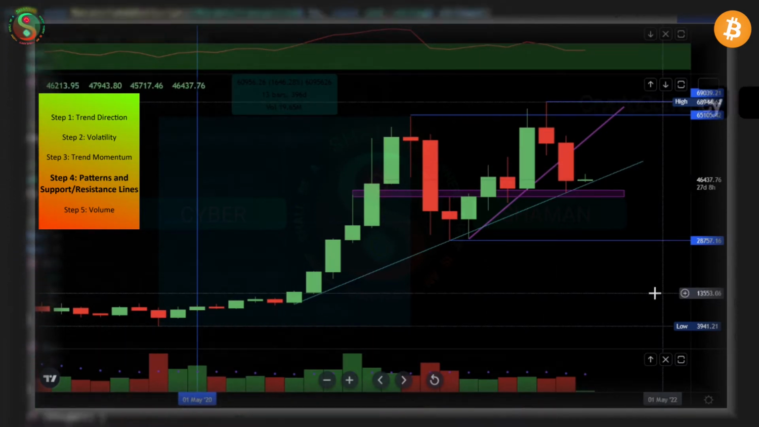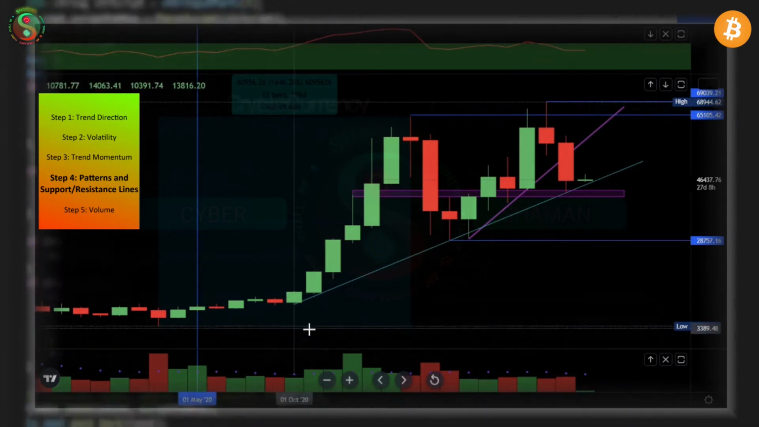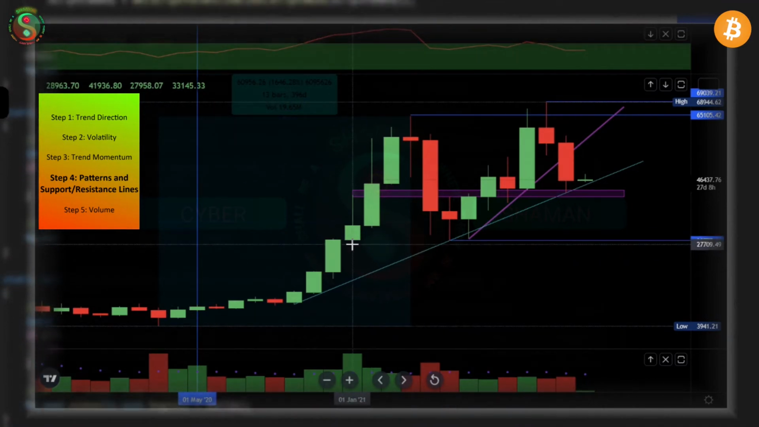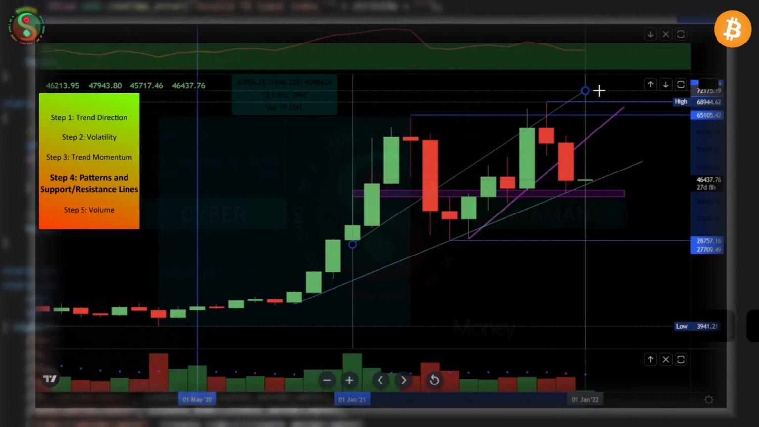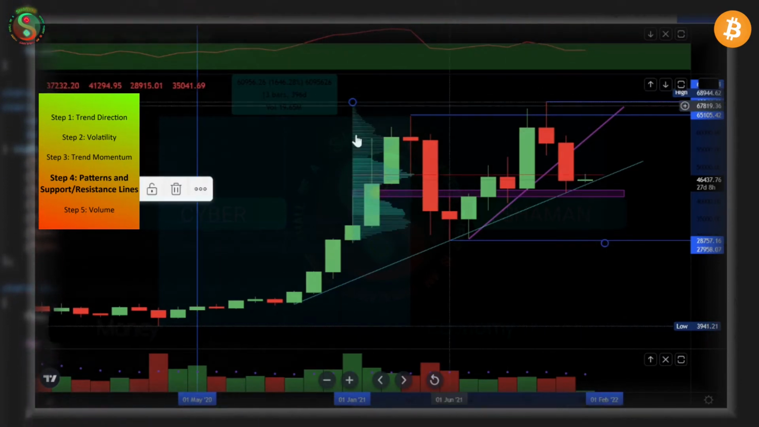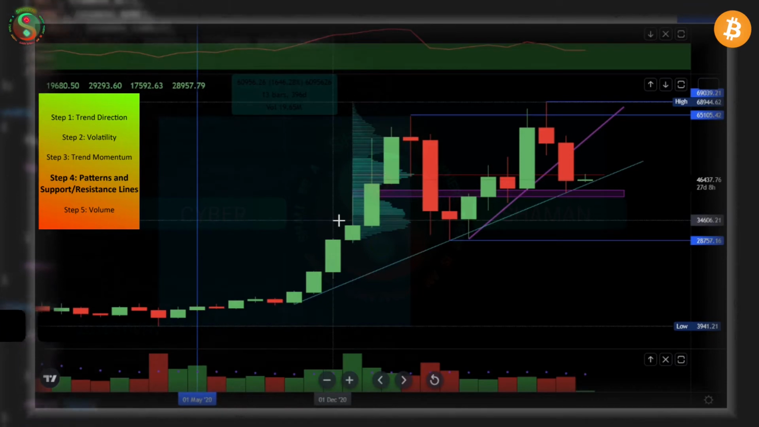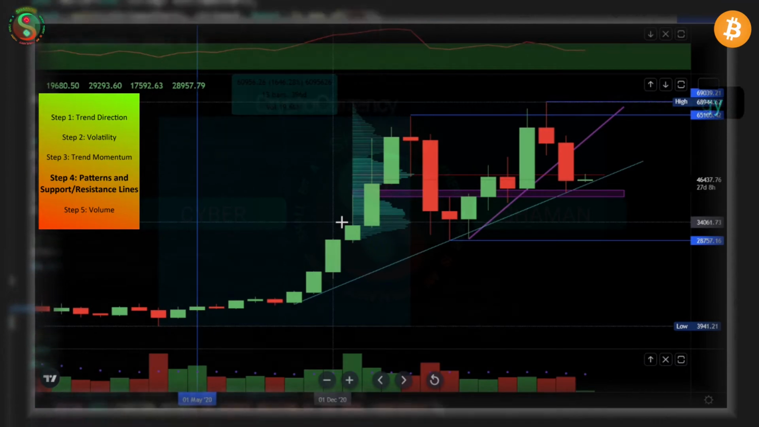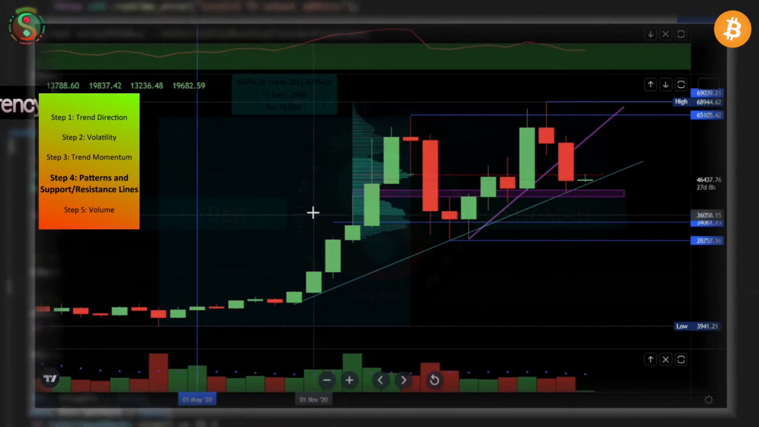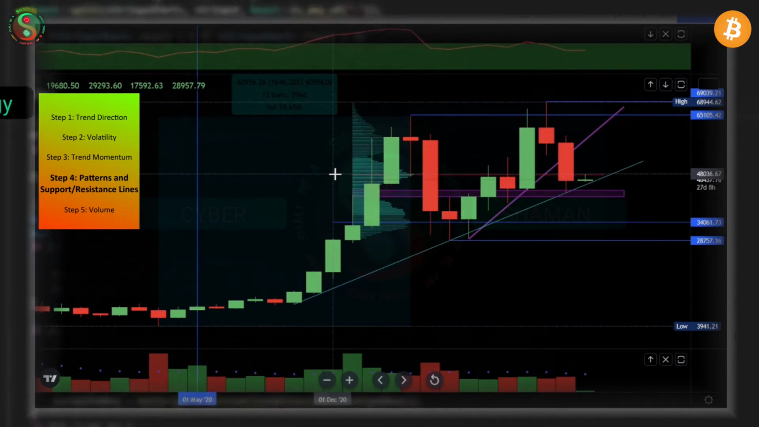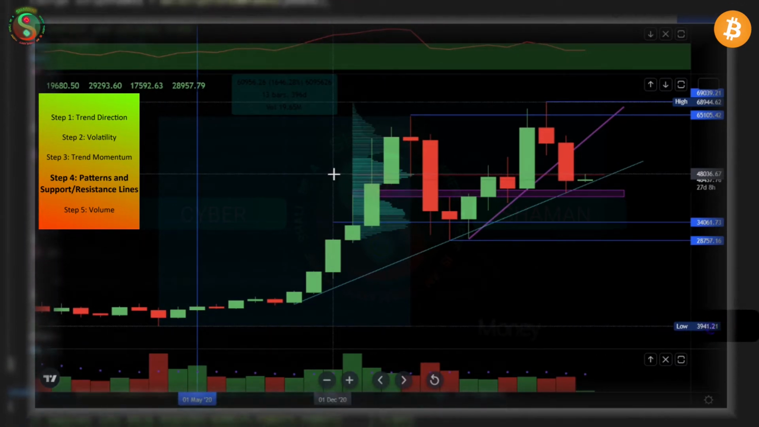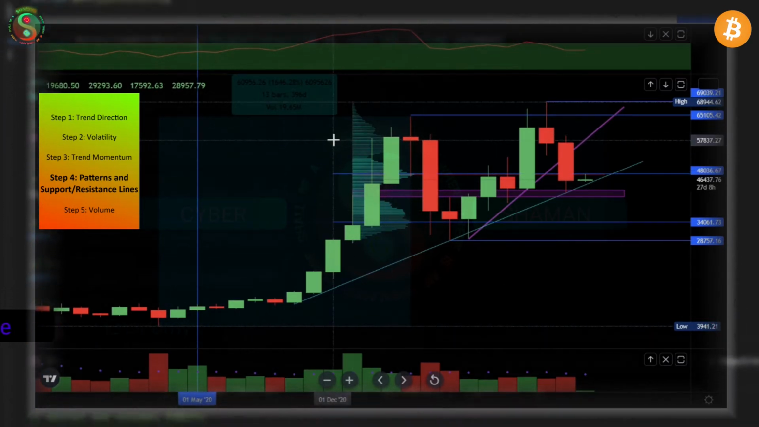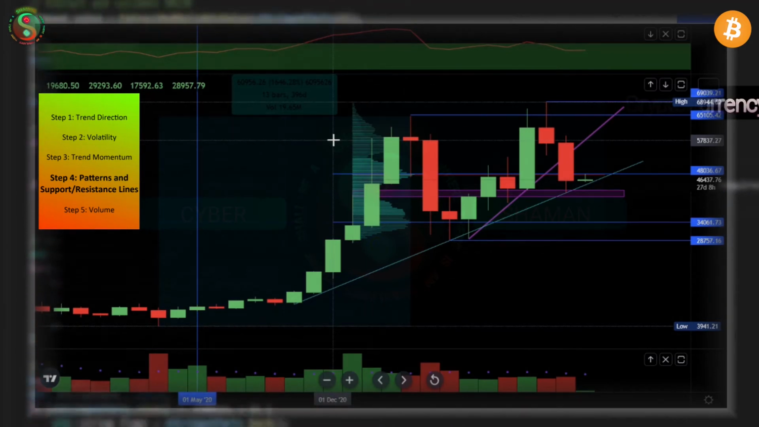The other way to find support and resistance is by using volume profile to find clusters of trading activity. And there are three clusters, one at 34k, the other one with the most volume at 48k, and another one at almost 57k.